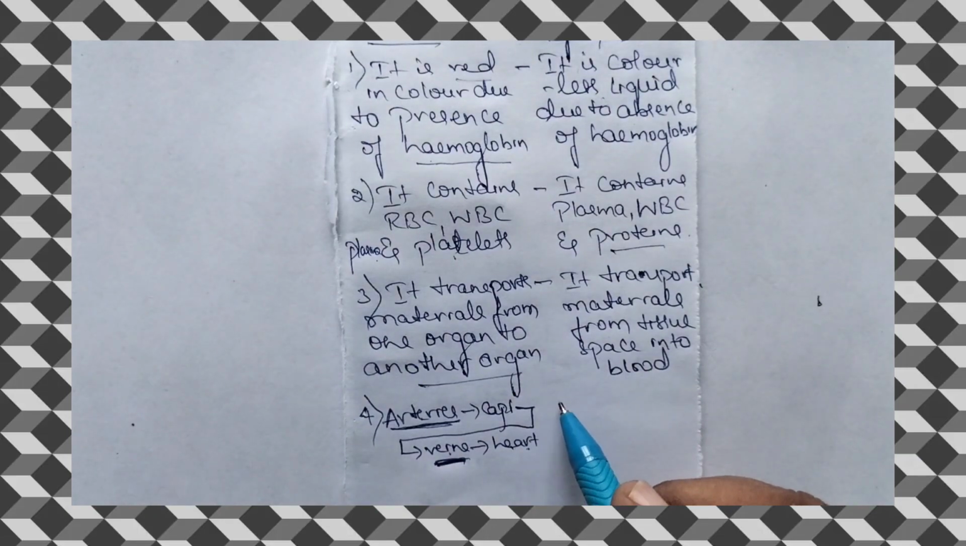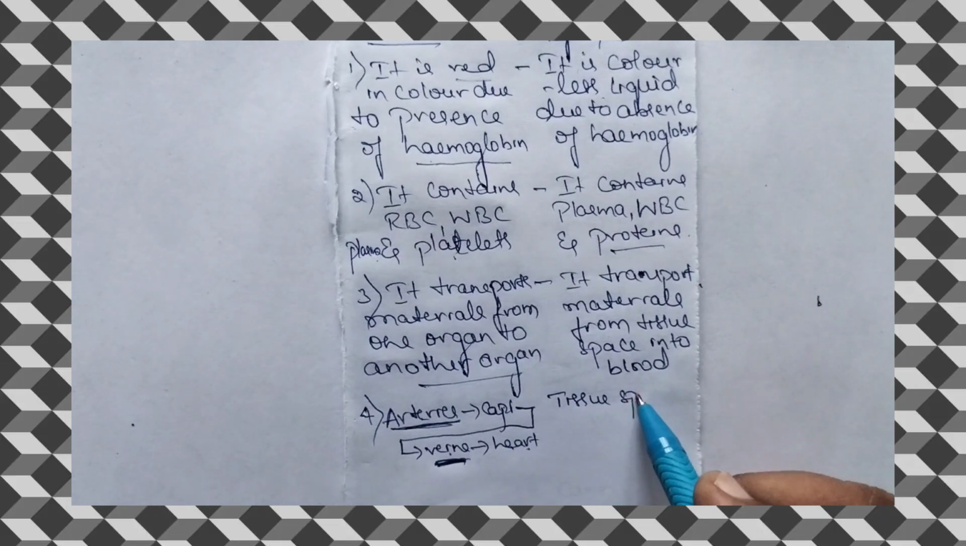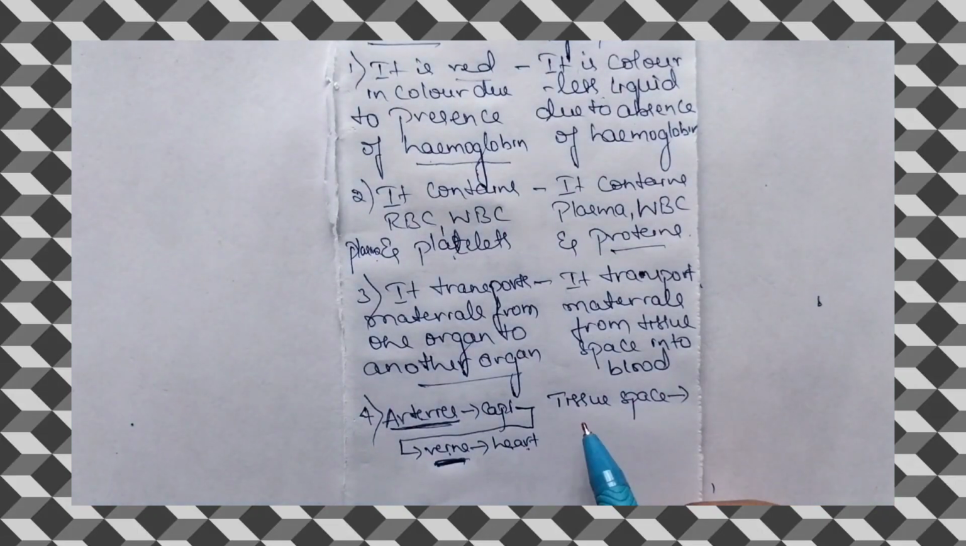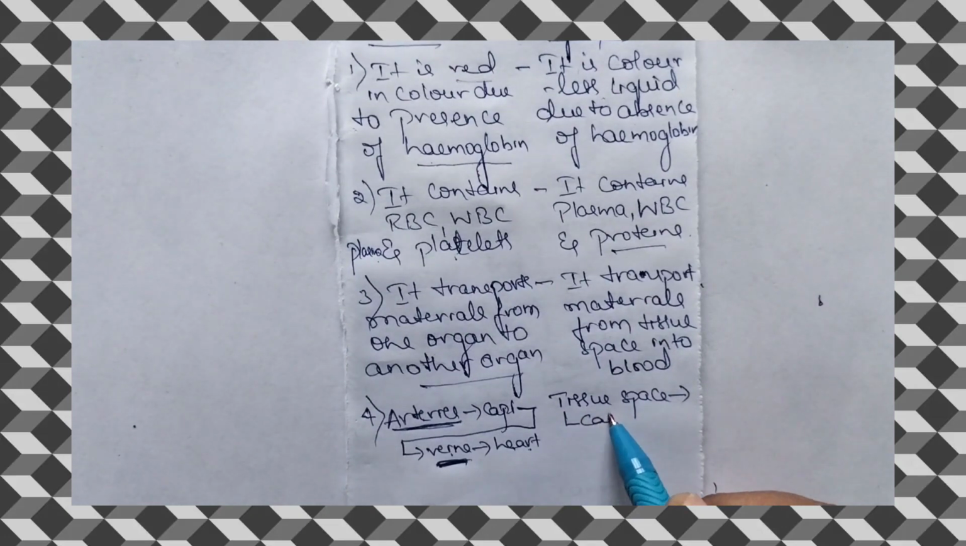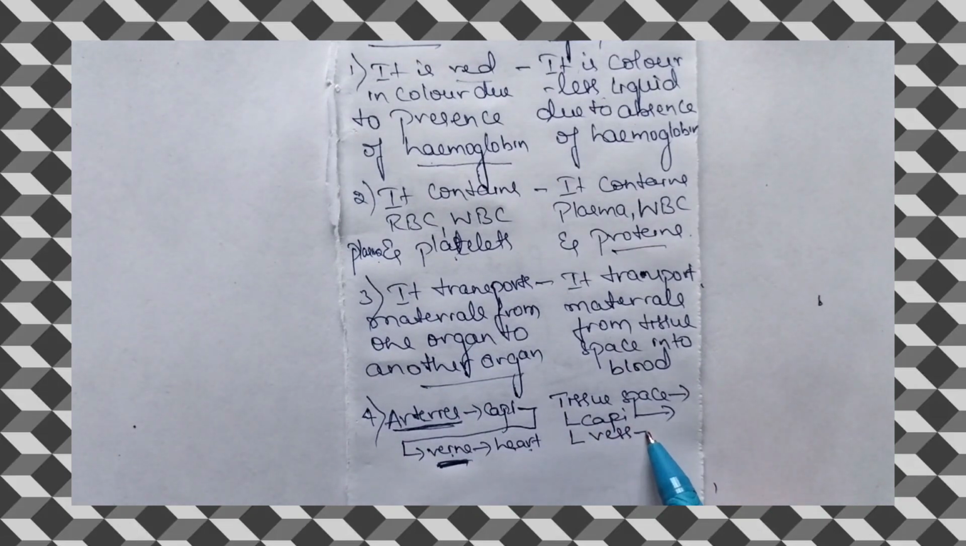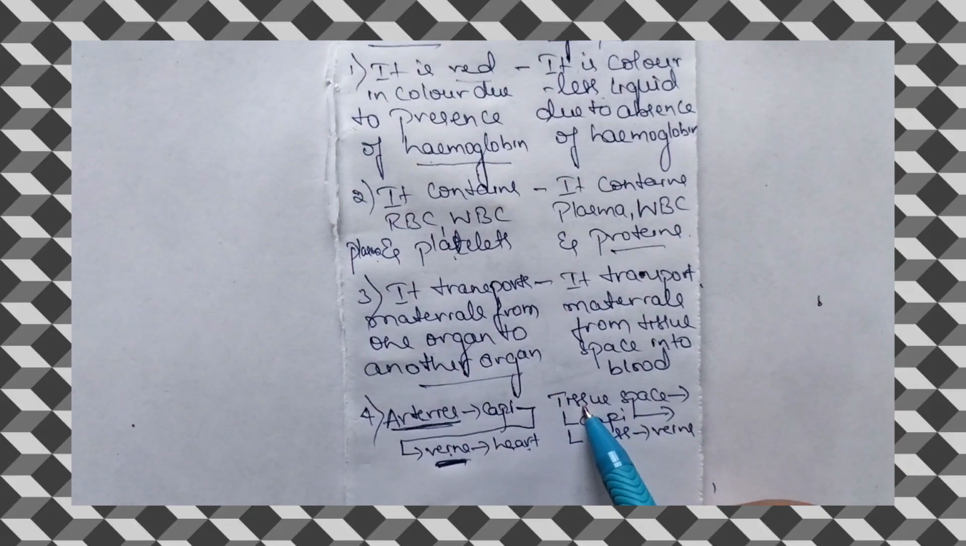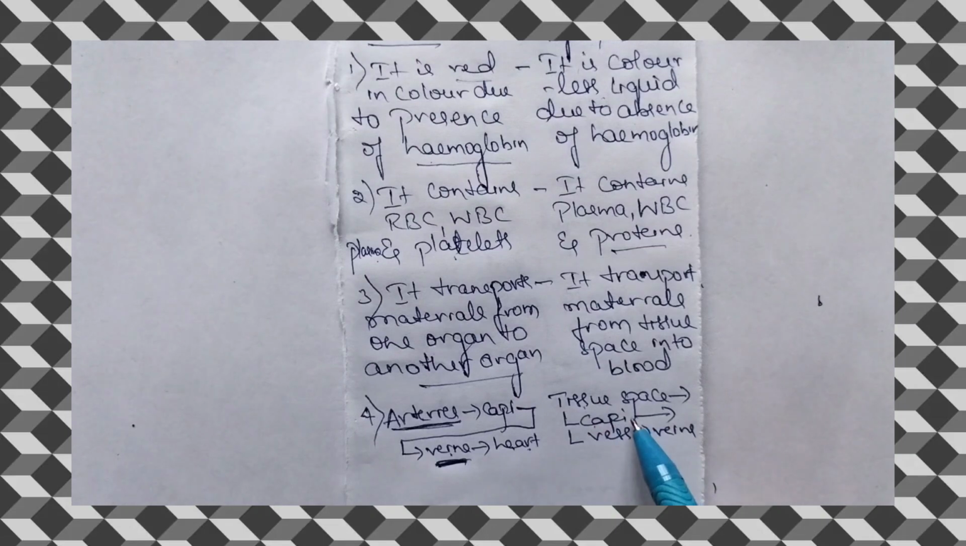This is the fourth difference. Now on this side, from tissue space lymph moves to lymphatic capillaries. From lymphatic capillaries it moves to lymphatic vessels. From lymphatic vessels it moves to veins. From veins it reaches the heart.